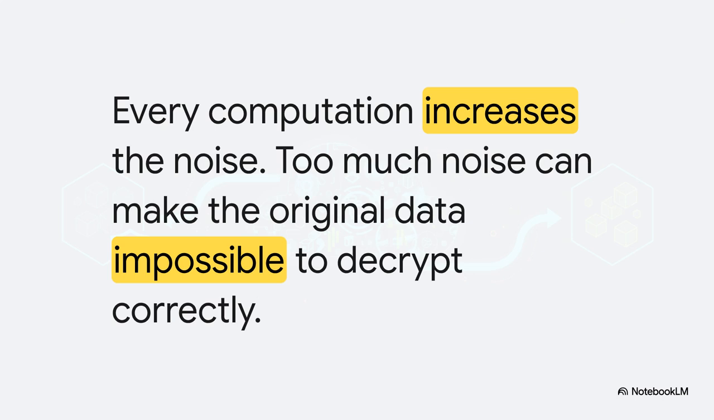And here is the absolute crux of the issue. Every single time we perform a computation on our encrypted data, every addition, every multiplication, that protective layer of noise gets a little bit bigger. It compounds. And if that noise grows too large, it can actually overwhelm the original data, making it totally impossible to decrypt the correct result. So managing this noise growth is the central challenge in any practical homomorphic system.